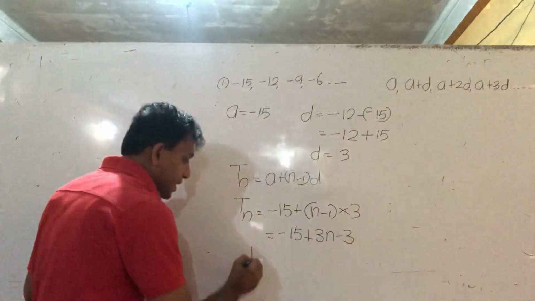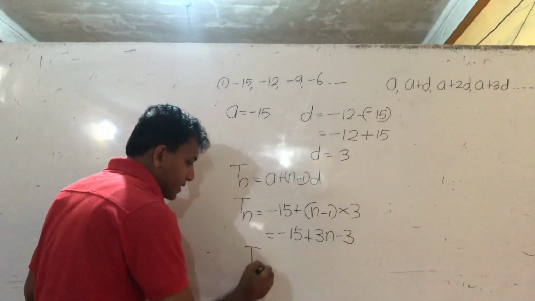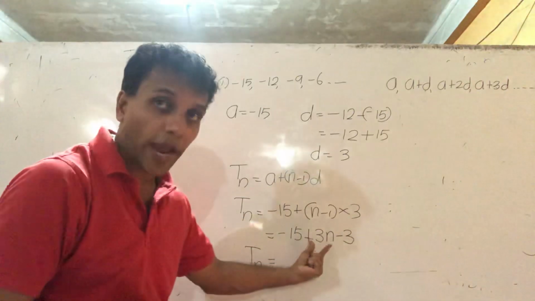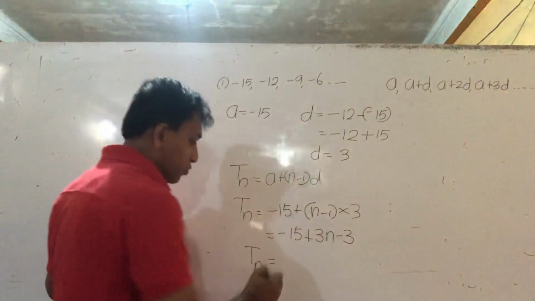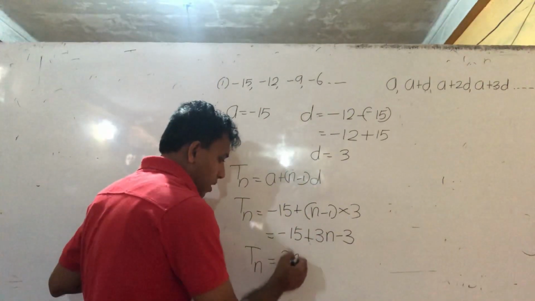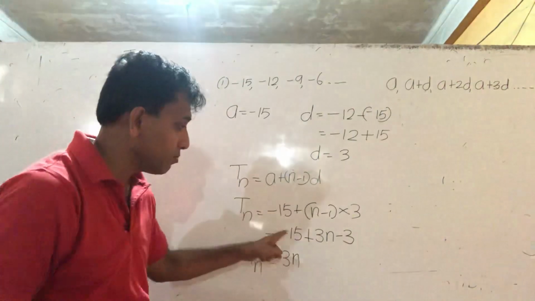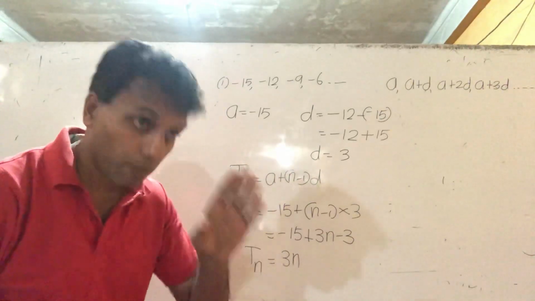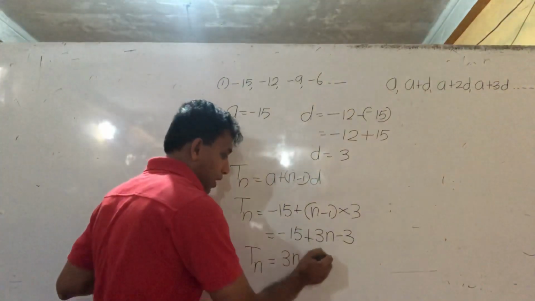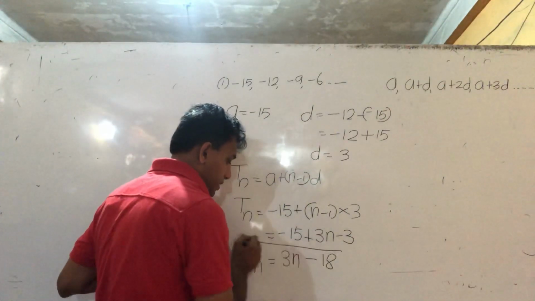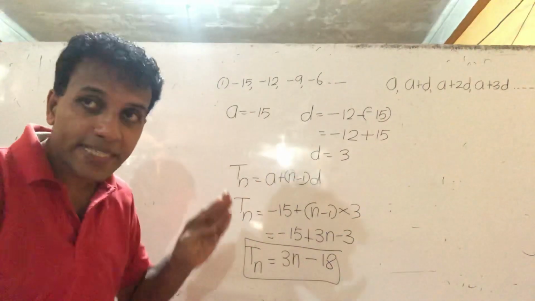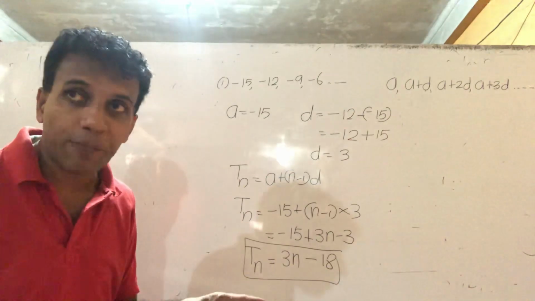Therefore, your answer is the nth term is what? When writing, better you write the n first. Positive n first: 3n plus... What is the answer? Minus 15 minus 3. Minus 18. Don't say any other values. This is the answer. This is the method to find the nth term of a particular AP.